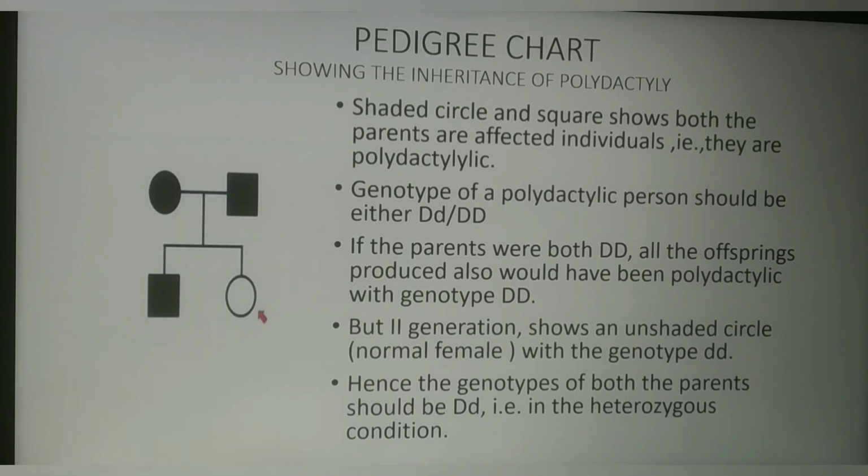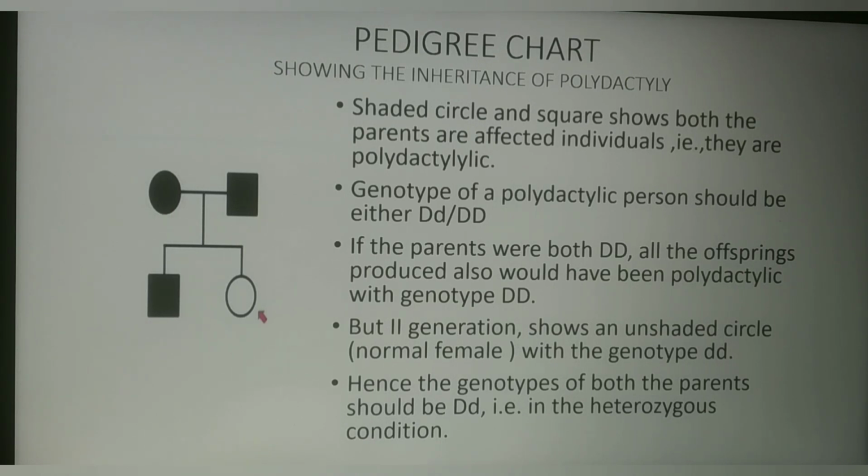So, if the parents were both capital D capital D, all the offspring produced would also have been polydactylic with the genotype capital D small d. That means all the children of such parents would be polydactylic. If the genotype of the parents were homozygous dominant, all the children produced would also have been dominant. But here in this pedigree chart, you can see that in the second generation, there is an unshaded circle which represents a normal female. She has only 5 fingers.